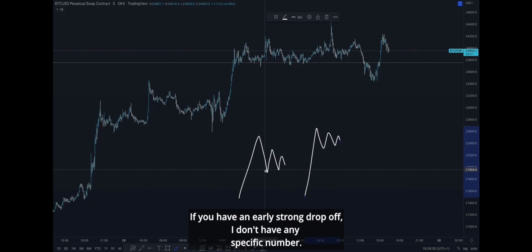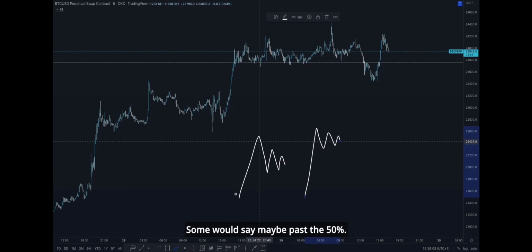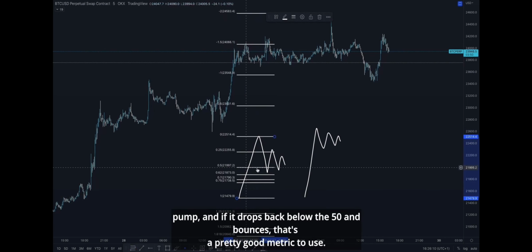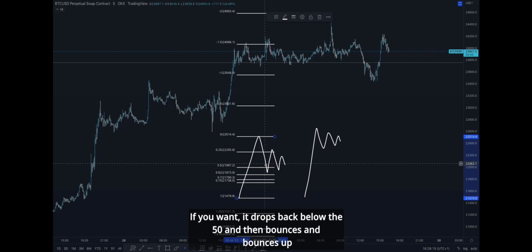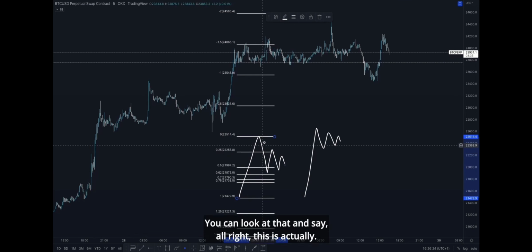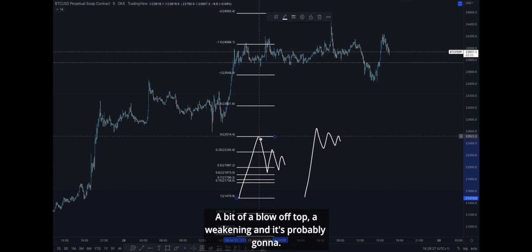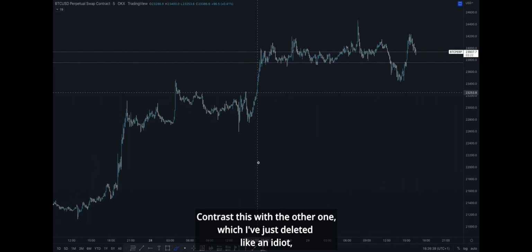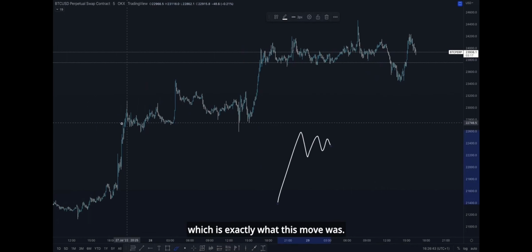If you have an early strong drop off, I don't have any specific number. Some would say maybe past the 50%. So if you got your fib too, you went from the bottom of your pump to the top of your pump. And if it drops back below the 50 and bounces, that's a pretty good metric to use if you want. If it drops back below the 50 and then bounces up only to like a 75 mark or 25 on this, you can look at that and say, all right, this is actually a bit of a blow off top, a weakening, and this move would typically peter out into a drop. Contrast this with the other one, which I've just deleted like an idiot, which is exactly what this move was.